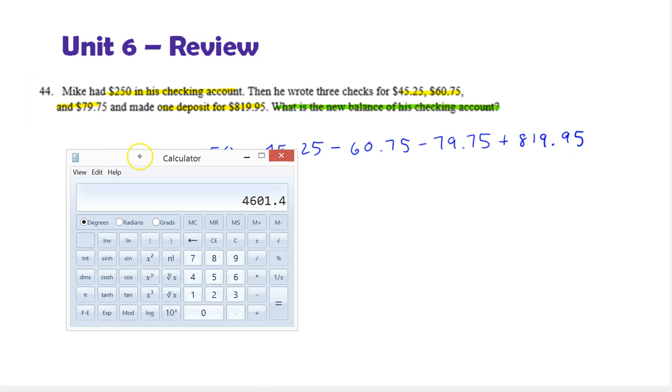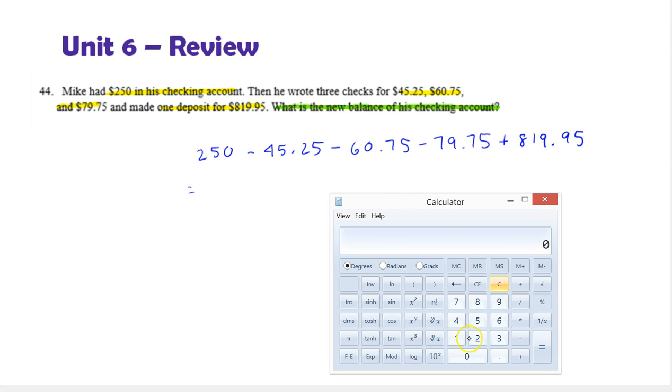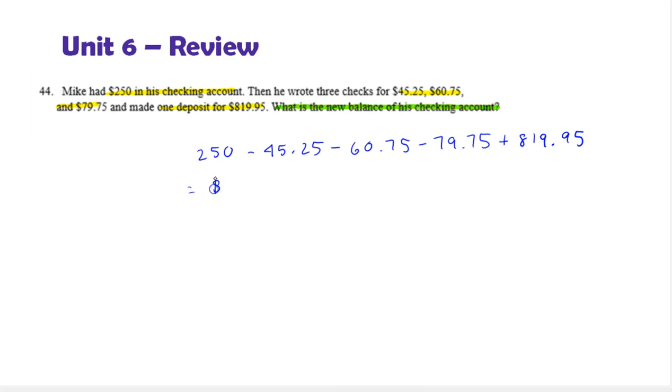And yes, we will do this on the calculator as well. So 250 minus 45.25 minus 60.75 minus 79.75 plus 819.95. I'm just going to check this real quick, and you should too, because it's easy to punch one in wrong. Minus plus looks good, equals $884.20. So this is Mike's new balance. Let's look at the last one.